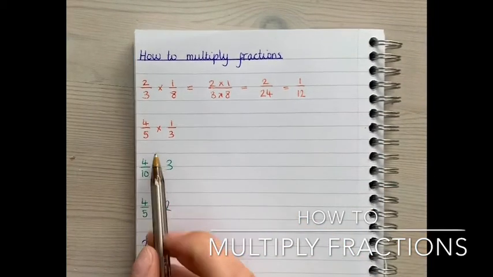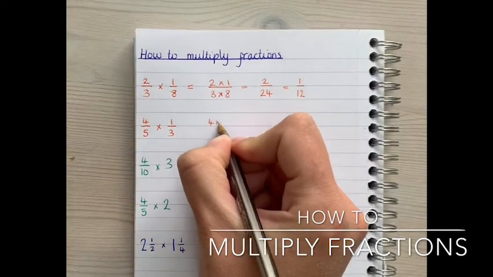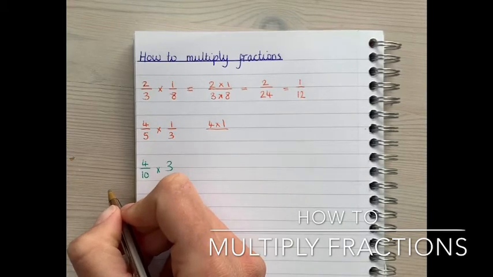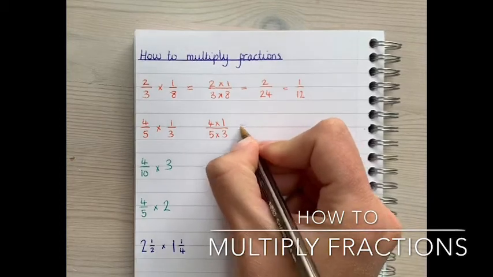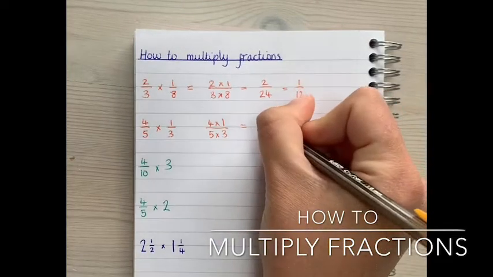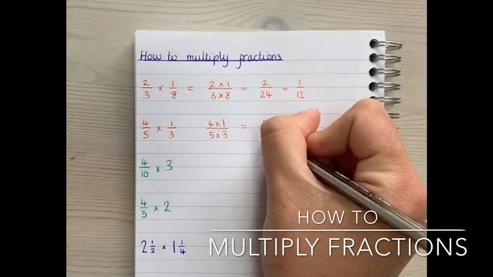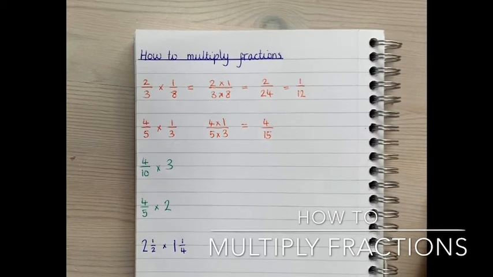Now here's another example. We're going to start by multiplying the numerators: 4 times 1. And then we're going to multiply the denominators: 5 multiplied by 3. So 4 times 1 is 4, and 5 multiplied by 3 is 15. I can't simplify that, so we're going to leave it as it is.